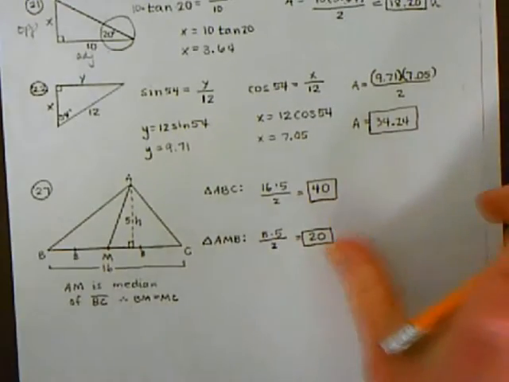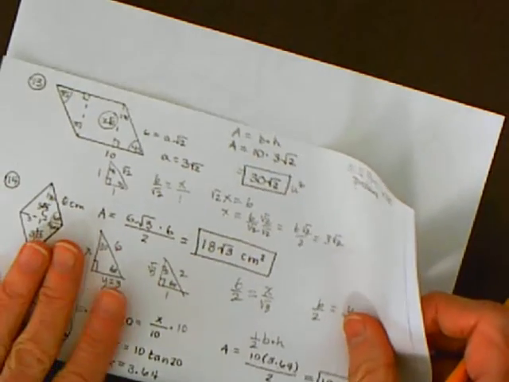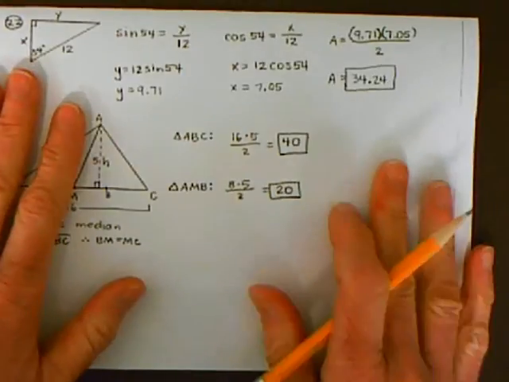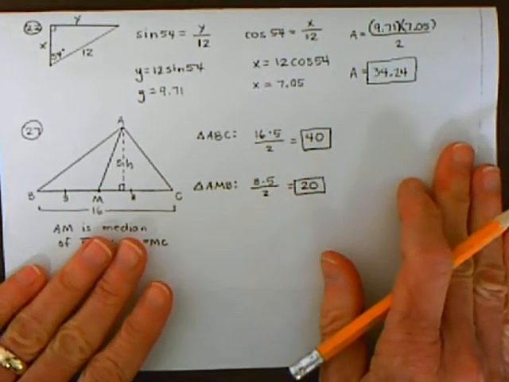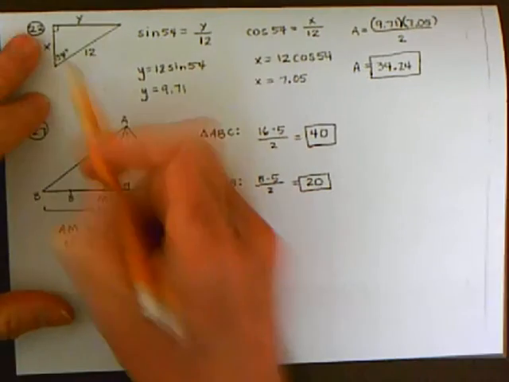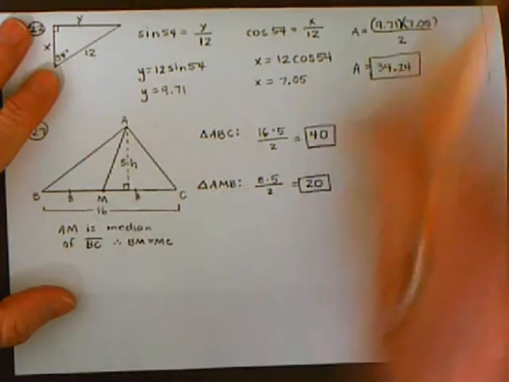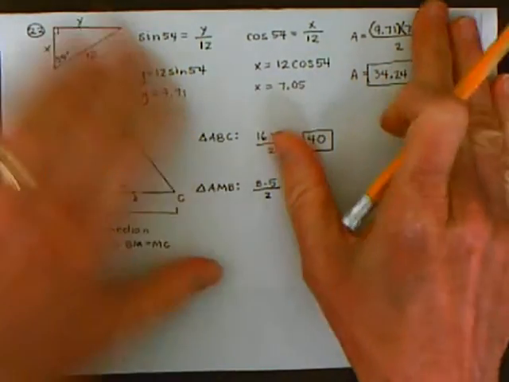23 is quite similar. So let's look at 23 here. Actually, this is 22. Okay, 22. Here we go. All right, 22, we have another setup here. Okay, this is x, this is y, this is 12, this is 54 degrees, this angle. And I need to find the area of this triangle.